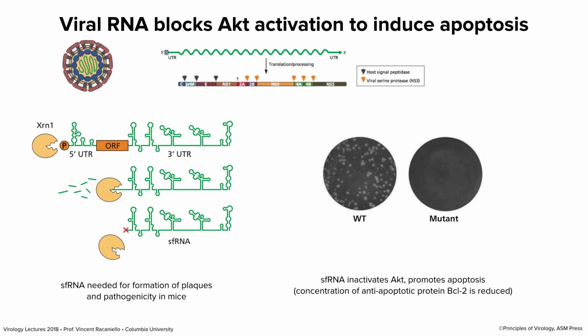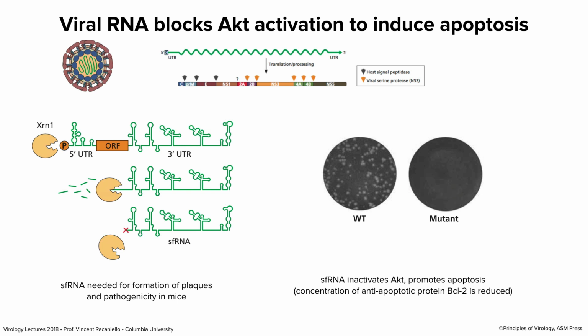Now you see there at the 5' end of this message there's a phosphate. There are also enzymes in the cell that first take off the cap structure. They're called decapping enzymes. And that sets up the RNA for XRN1 to start chewing it down. So this is a cell defense mechanism, and viruses have ways to counter this. We'll see. But in this case, the digestion by XRN1 produces a product that blocks AKT activation.